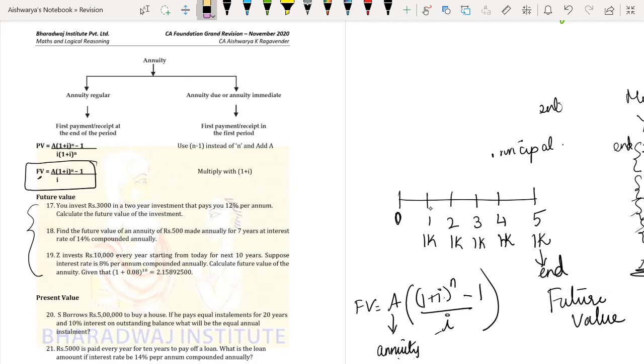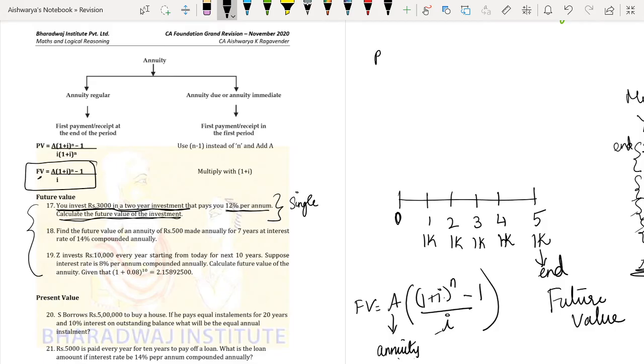Correct. So now, in this question, I'll come back to this question in a minute. This is also future value, but you have to evaluate whether it is a single investment or multiple investments. See, what does this question say? You invest rupees 3,000 in a 2-year investment. It is not saying you're investing every year. You're making it in a 2-year investment that pays you 12% per annum. Calculate the future value of the investment. When you evaluate if this is single or multiple, this is actually a single investment.